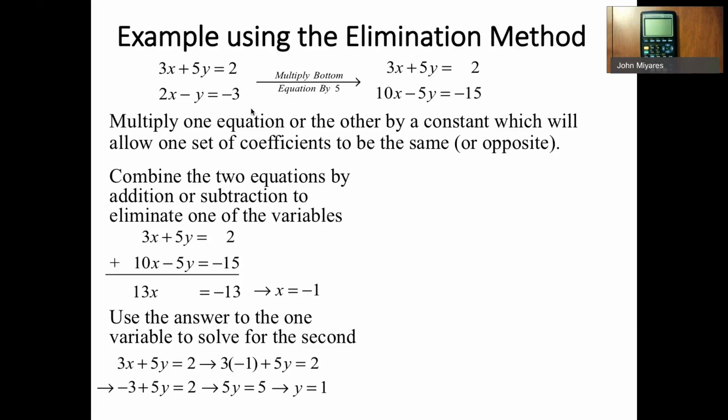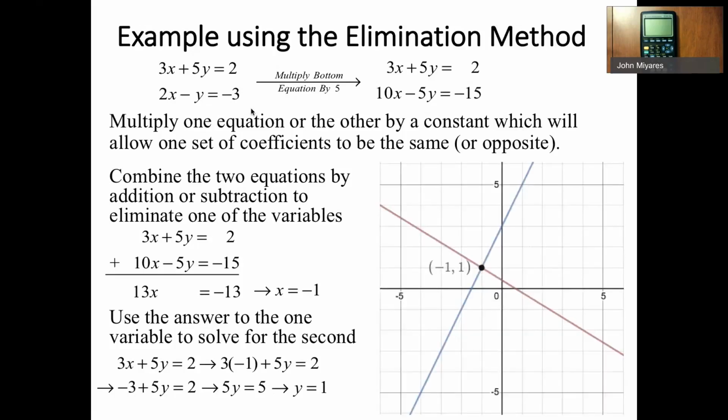Again, doing a quick check on Desmos will show you that the crossing point of these two lines represented by these two equations will be the point negative 1, 1, which means, again, the solution to this system of equations will be x equals negative 1 and y equals positive 1.